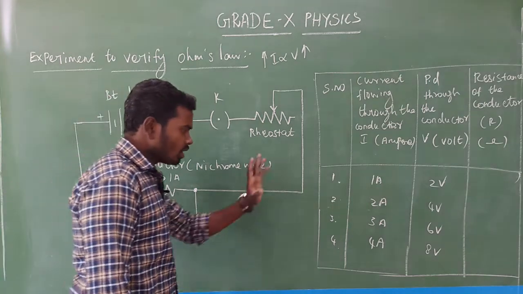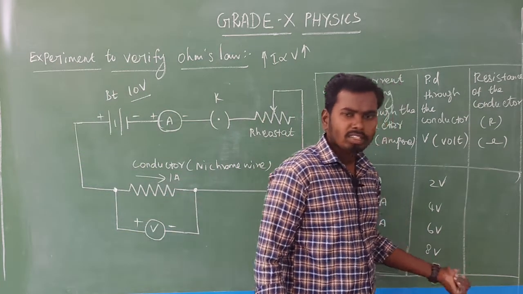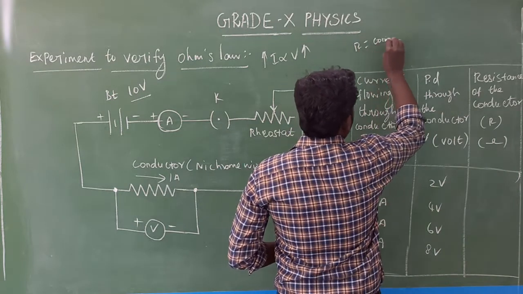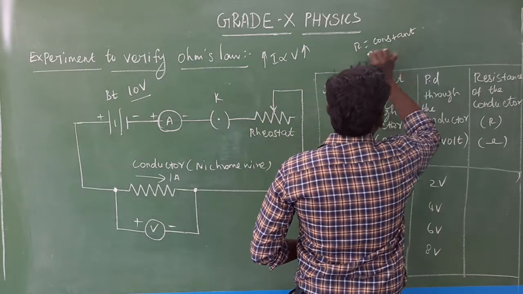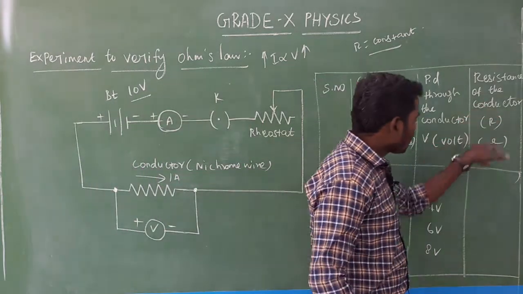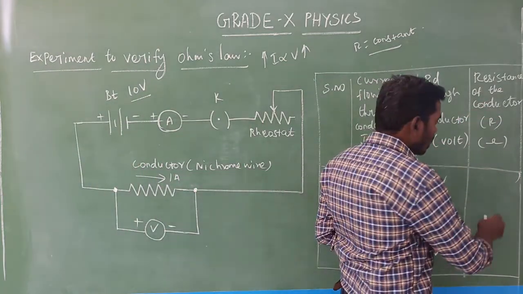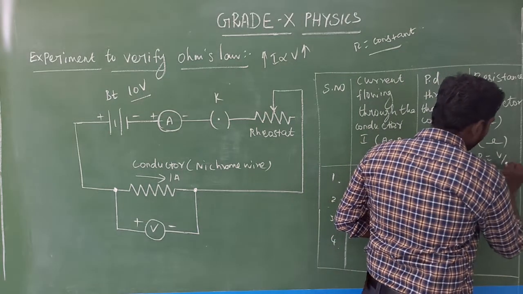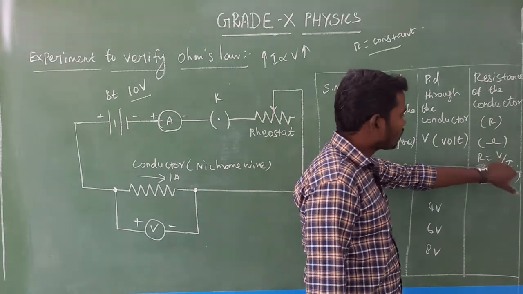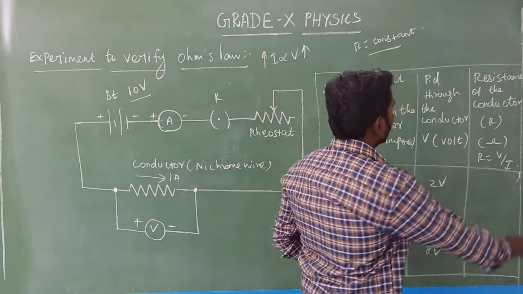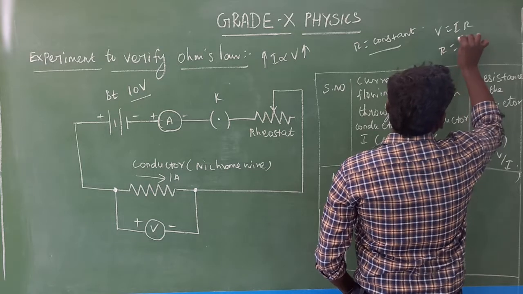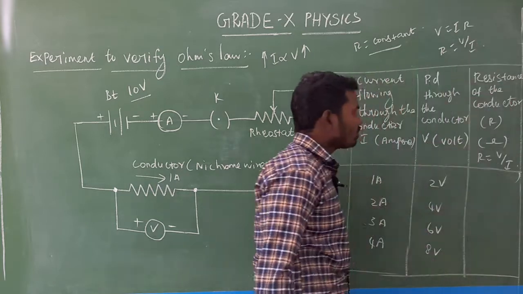So what is the meaning, sir, here? Already we know R is constant. Am I right? So R is a constant value. Look at here. Now we are going to find out the R value. What is the R value formula? R is equal to V by I, which means resistance is equal to potential difference divided by current. According to Ohm's law, V equals IR, so R is equal to V by I.